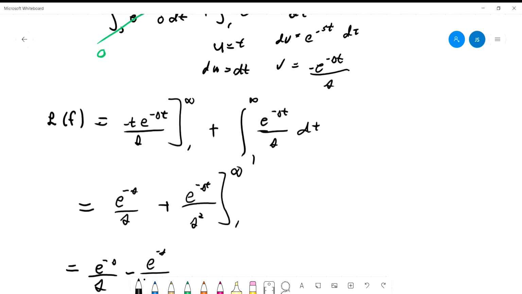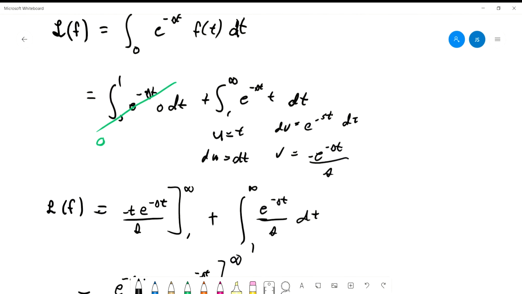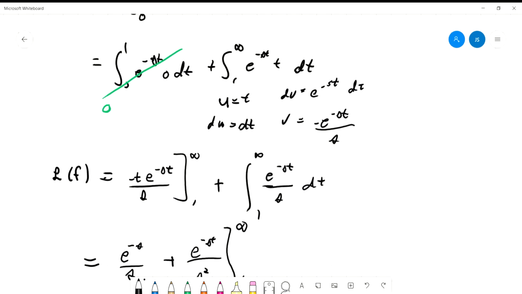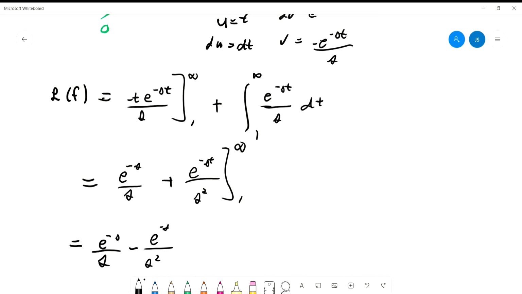And for all this to make sense, we need e to the minus st to go to 0, so s has to be positive. Well, this is e to the minus s over s plus e to the minus s over s squared, and we need s to be greater than 0. All right, that's it. That's Laplace transforms.